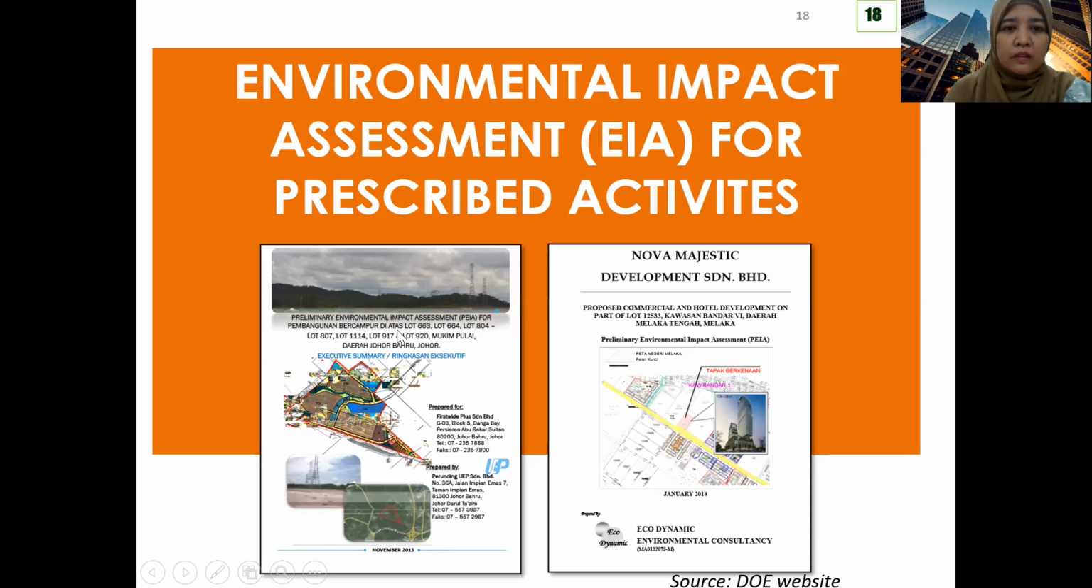lot, on 7 lots. So this is quite a large scale development. So not all development activities require EIA. Only prescribed activities require EIA. And some prescribed activities require normal EIA. Normal lah, I say EIA normal, biasa. Some prescribed activities require detailed EIA, DEIA.